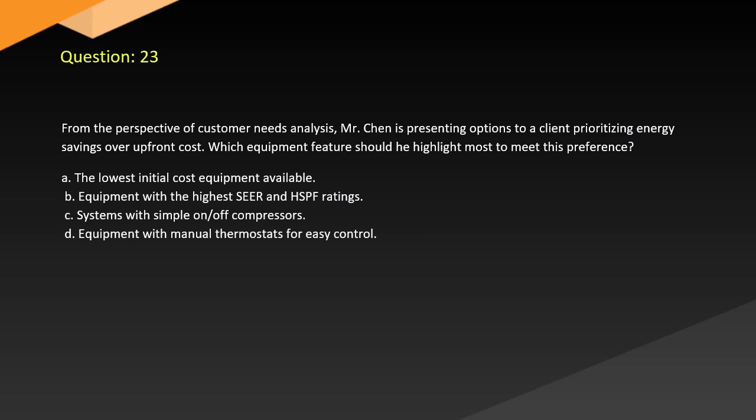Question 23. From the perspective of customer needs analysis, Mr. Chen is presenting options to a client prioritizing energy savings over upfront cost. Which equipment feature should he highlight most to meet this preference? A. The lowest initial cost equipment available. B. Equipment with the highest SEER and HSPF ratings. C. Systems with simple on-off compressors. D. Equipment with manual thermostats for easy control.